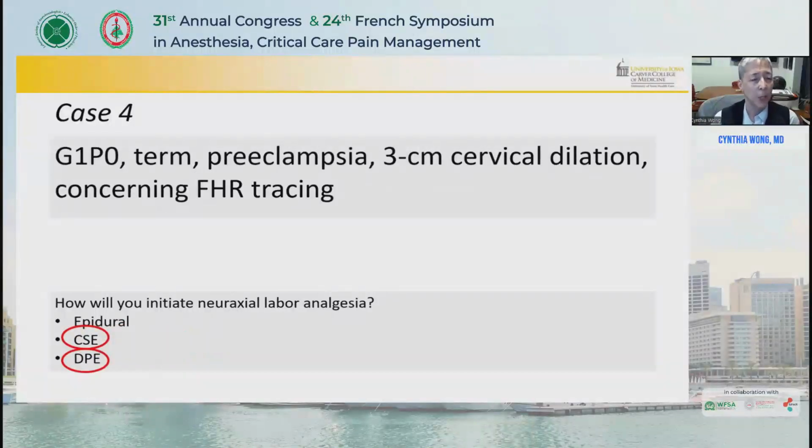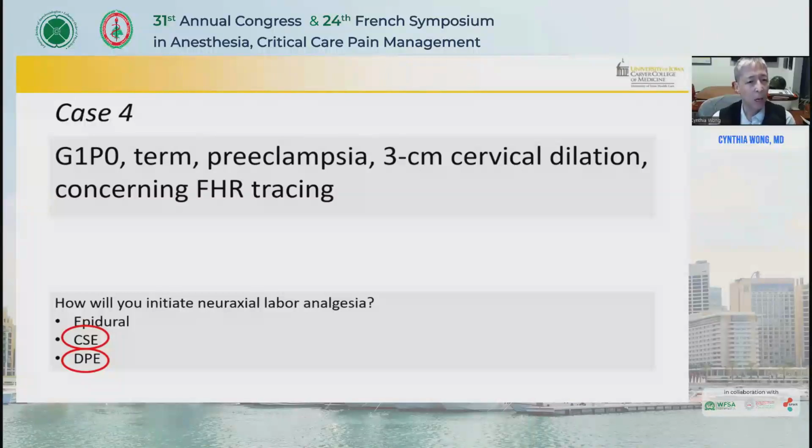All right, here's another patient, G1P0 term. She has preeclampsia. She's early in labor, 3 centimeters cervical dilation, but the obstetricians are concerned about her fetal heart rate tracing. It's non-reassuring. They're very worried that she's going to have a C-section before she can deliver vaginally. How will you initiate labor analgesia?